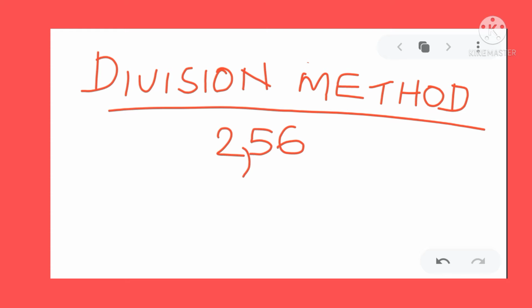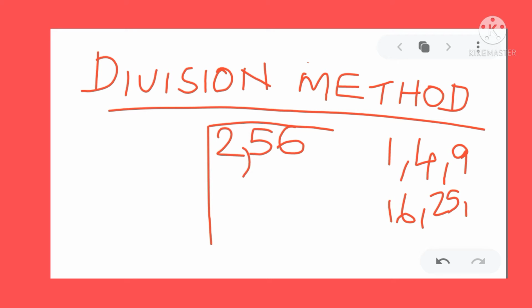Then we want to know the square numbers. They are 1, 4, 9, 16, 25, etc. Here 2 lies between 1 and 4. Since 2 lies between the square numbers 1 and 4, we write the number 1 here, and that 1 should be here.